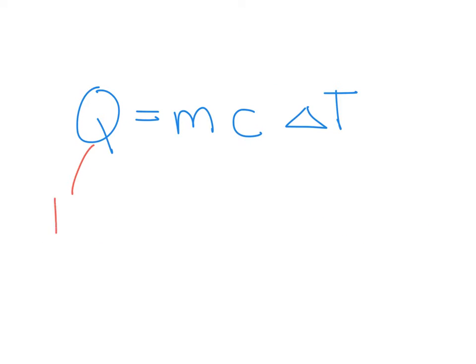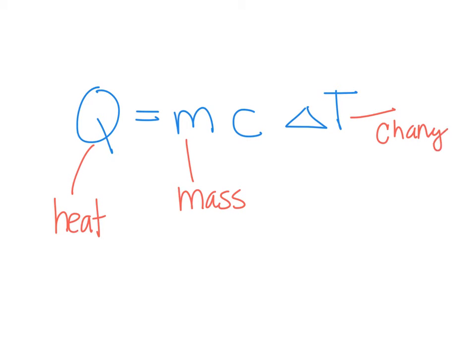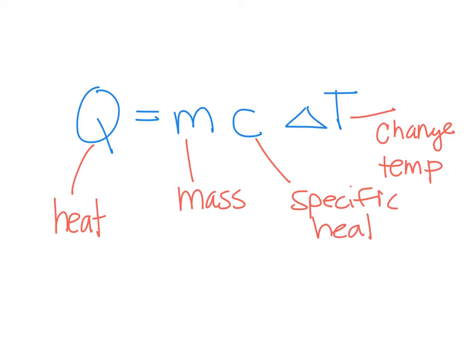Q stands for heat. M stands for mass. Delta T is the change in temp. And C is the specific heat, which is often given to you or listed in a table. It's in our book. I'll give you the page number here in a minute.